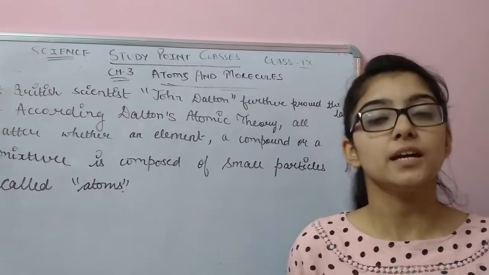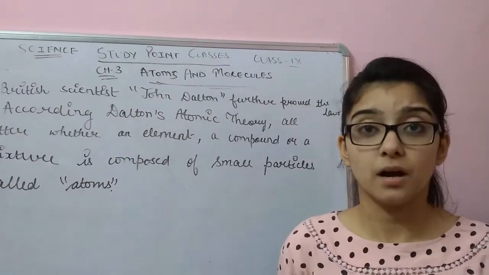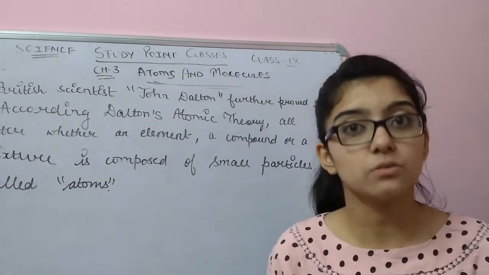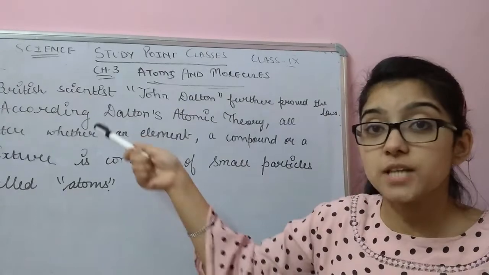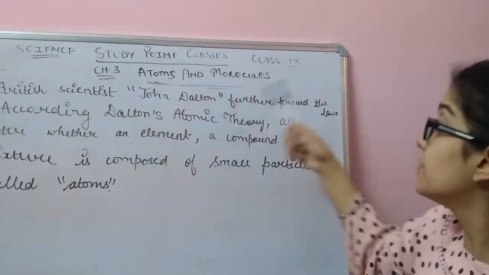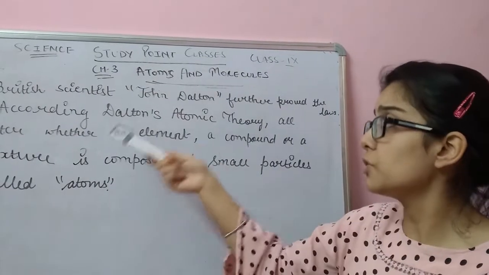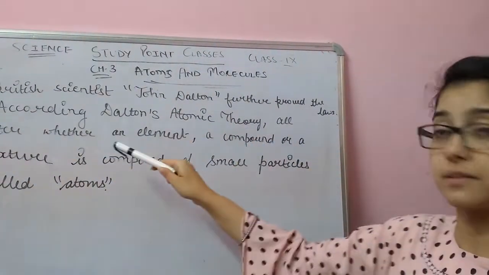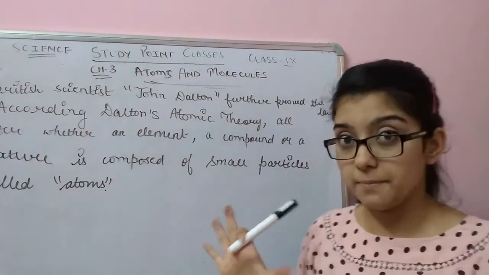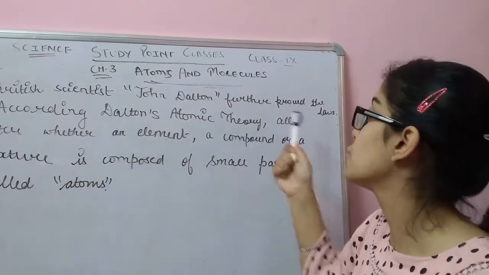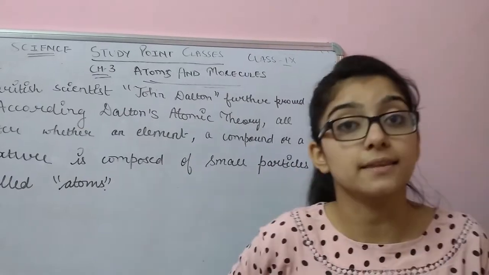Now, after Antoine L. Lavoisier and Joseph L. Proust derived those laws, a further confirmation was added to those laws by the British scientist John Dalton. He further proved the laws by giving the Dalton atomic theory. According to Dalton's atomic theory, all the matter in our environment, whether an element, compound or a mixture, is composed of small particles called atoms.